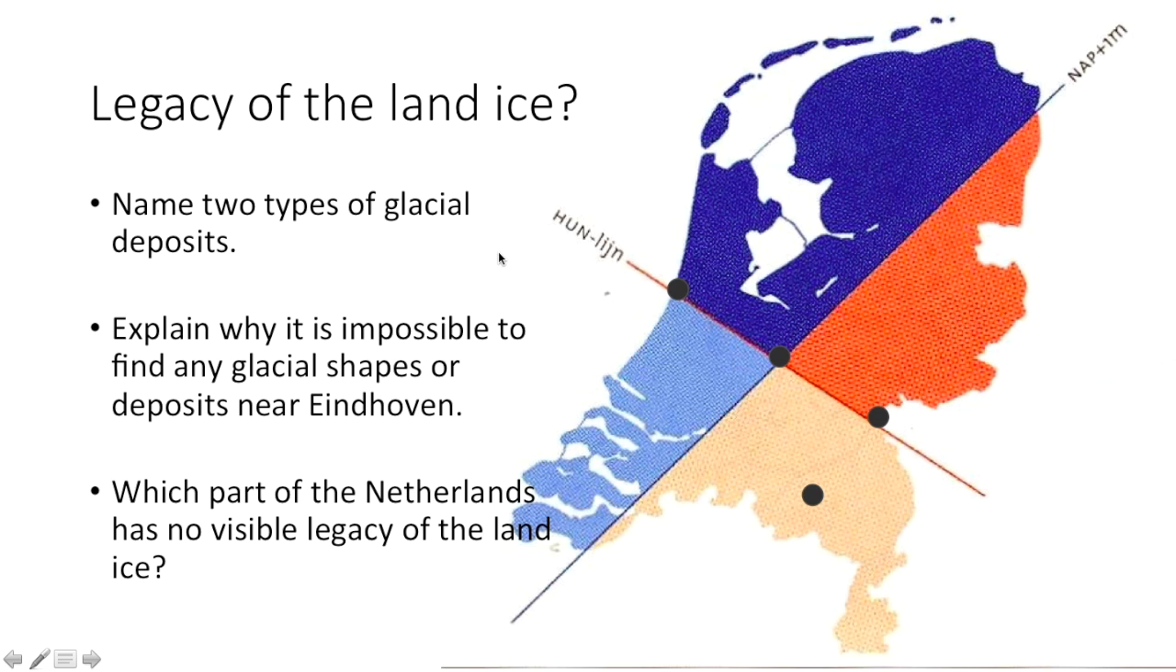Okay, some questions that I could ask you. Name 2 types of glacial deposits. Okay, what does glacial bring? Explain why it's impossible to find any glacial shapes or deposits near Eindhoven. Remember the Han line, this is where the ice got, not further. So no glacial shapes or deposits near Eindhoven because the ice never went there. Which part of the Netherlands has no visible legacy of the ice? Well, this part. No ice. Okay?